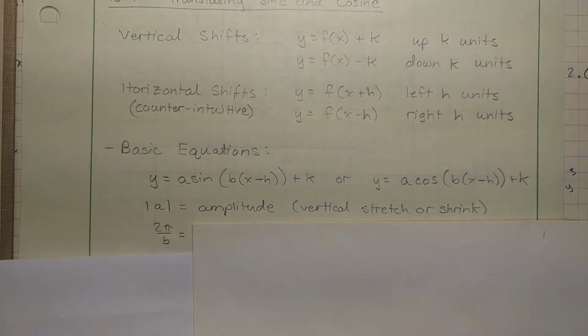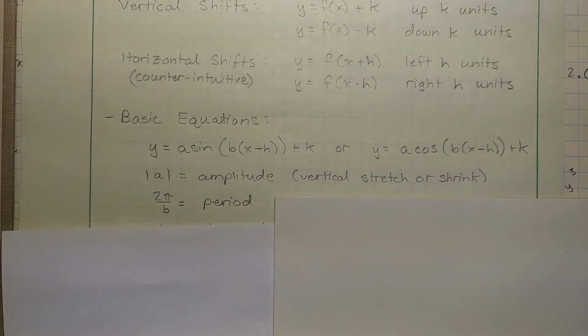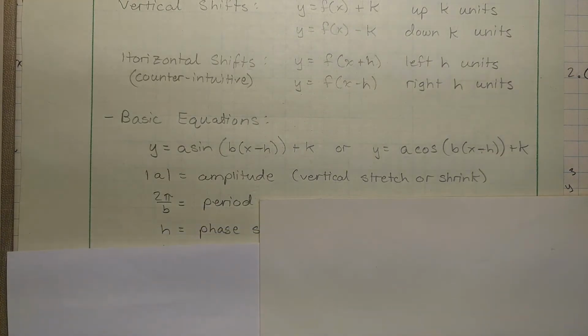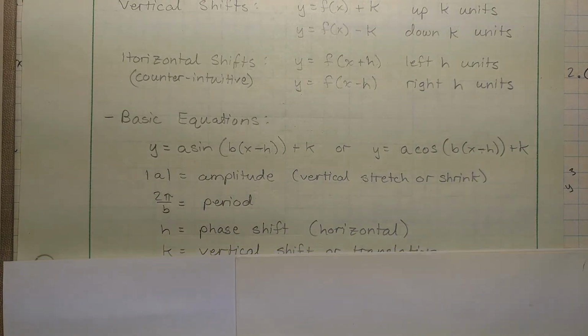2 pi over b, you should already recognize 2 pi over b. 2 pi over b is the period. So whatever that b is, the 2 pi over b would be the period. The h, we name that the phase shift. It's actually the horizontal movement. So if we talk about phase shift, we're talking about horizontal translation or horizontal shift. And finally, k we call the vertical shift, or the vertical translation, the vertical movement up or down.